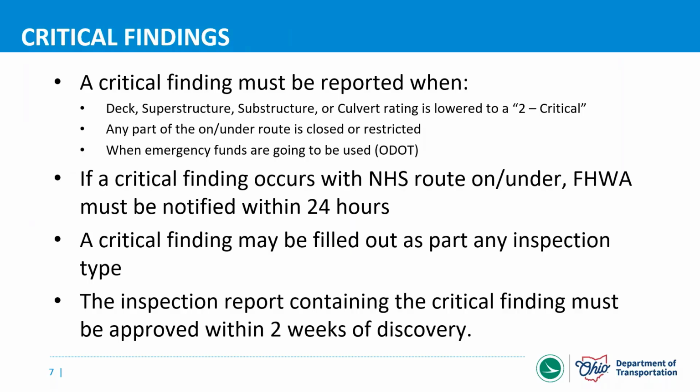A couple things are new since the last manual for critical findings, and this second bullet here is per Federal Highway. If any part of the on or under route is closed or restricted, we want you to fill out a critical finding. So even if you have something as simple as a poor railing where you're going to restrict the shoulder of that bridge, we would like to see a critical finding for that because you have restricted the roadway on top of the structure. Again, any part of the on route or the under route that is closed or restricted due to any circumstance, we want a critical finding filled out.